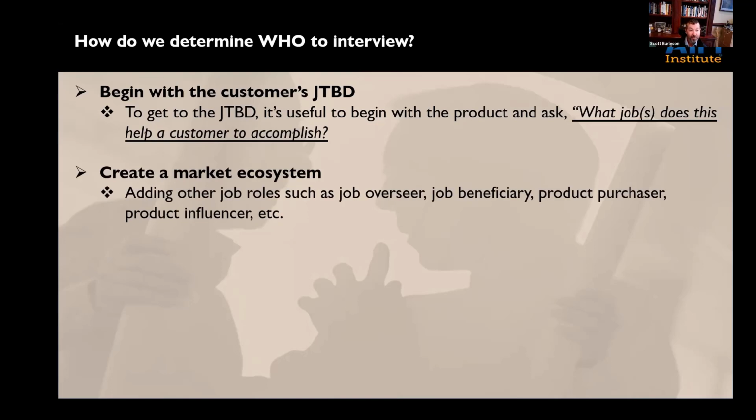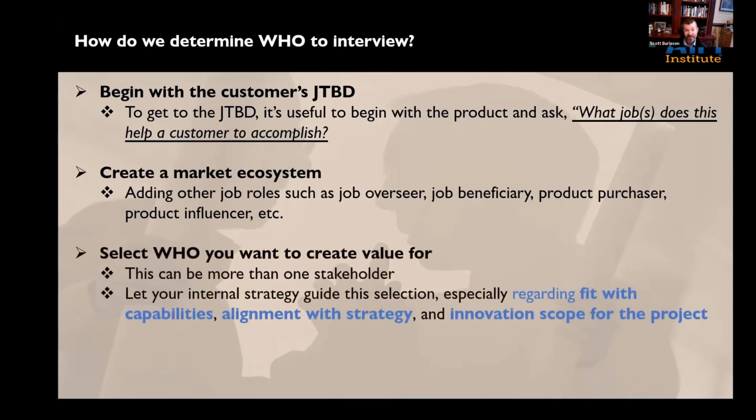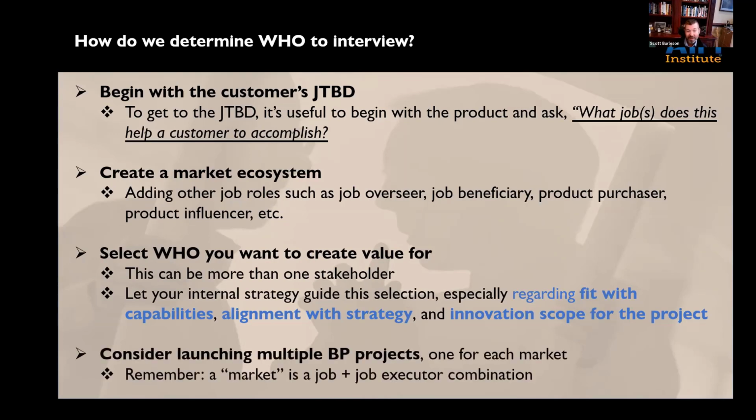And then we ultimately have to make our selection. We're going to select who we want to create value for. And there can be more than one stakeholder. That's something we want to thoughtfully think through. We're going to have our internal strategy guide this a lot regarding fit with capabilities and alignment with strategy and whatnot. And we might even want to consider launching multiple Blueprinter projects. So this is what we're going to cover today. Hopefully we're all in the right place.